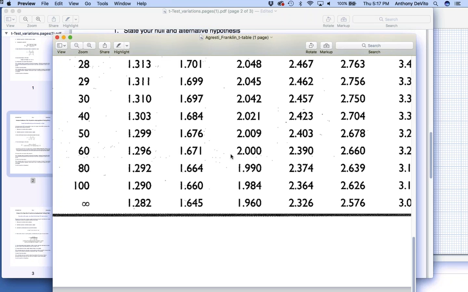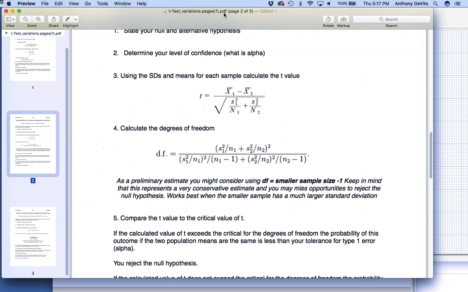So if the t-value that you calculate here, if this t-score is greater than 2.00, you reject your null hypothesis and accept the alternative. If your t-score is less than 2.0, then you fail to reject your null hypothesis.